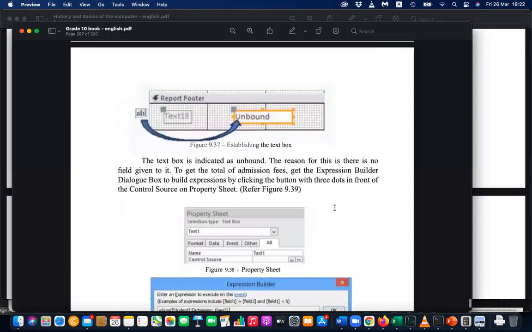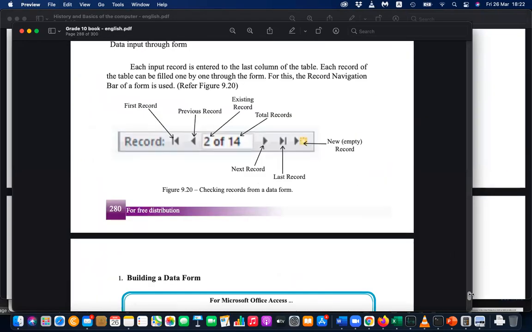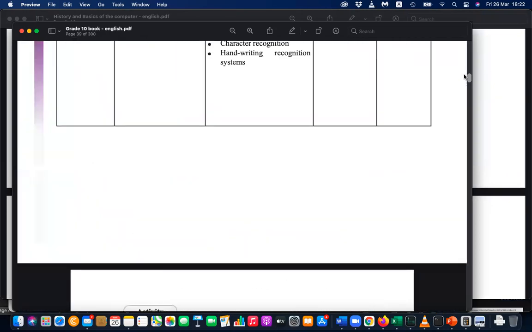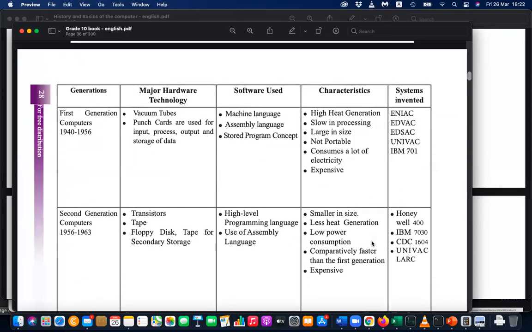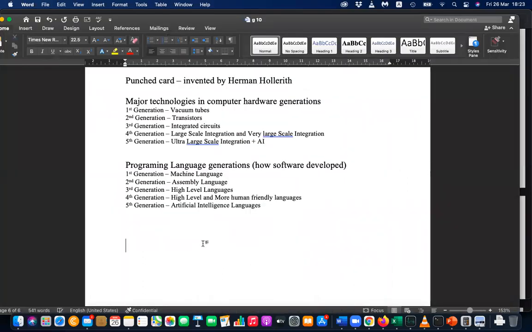So this is the grade 10 English book. Just need to go to lesson number 1. Okay, it's here I think, yeah. So you should remember these points. The first generation, vacuum tubes and punch cards were used. You can see the first generation languages used: machine language and assembly language. Machine languages means the languages a machine can understand.